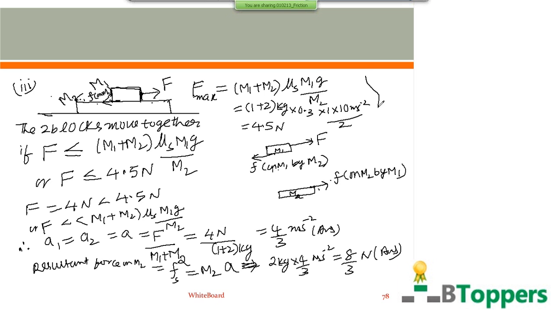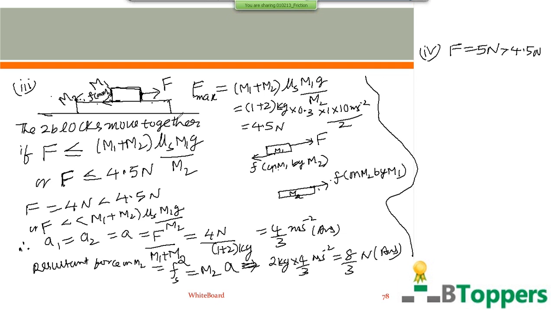Coming to the fourth part of the question, a horizontal force of magnitude 5 newton is applied on M1, which is more than 4.5 newton. As I discussed, if F is less than or equal to 4.5 newton, that is the maximum horizontal force which can be applied on M1 such that both the blocks move together with the same acceleration. But in the fourth part of the question, the horizontal force of magnitude 5 newton applied on M1 is more than 4.5 newton. Therefore, the two blocks do not move with the same acceleration after the application of the force.